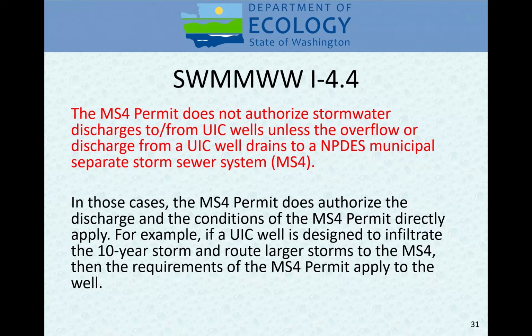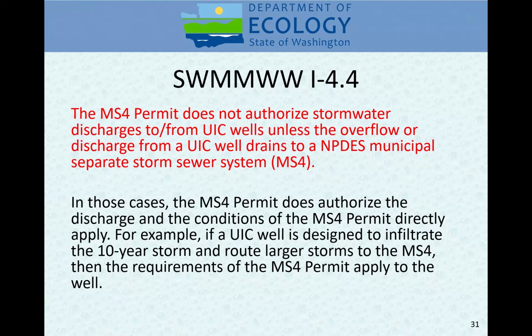And so we identified, if, for example, you've designed a UIC well to infiltrate the 10-year storm and route larger storms to the MS4, then the requirements of the MS4 permit apply, and you need to meet MR6, MR7, MR8, MR9, if your thresholds have been exceeded to meet the permit requirements.